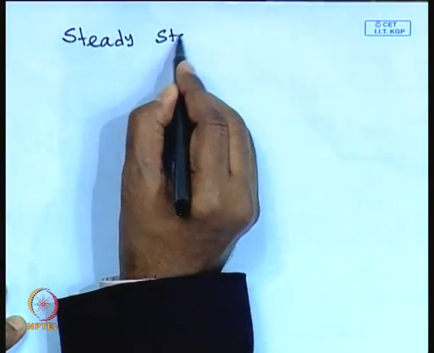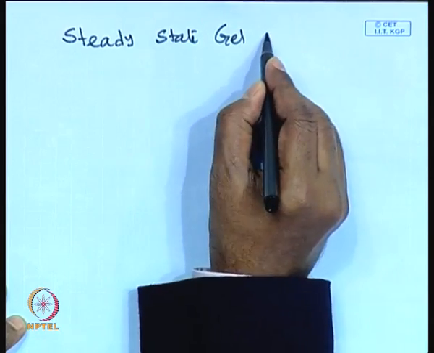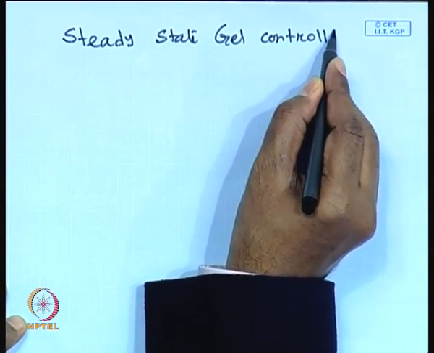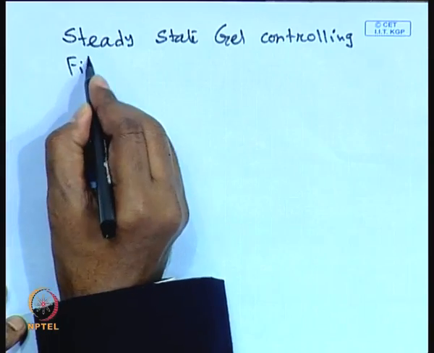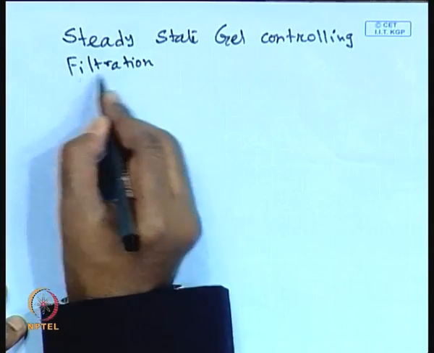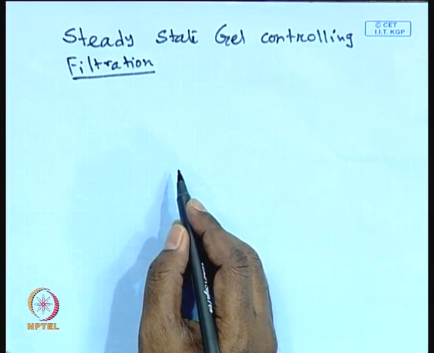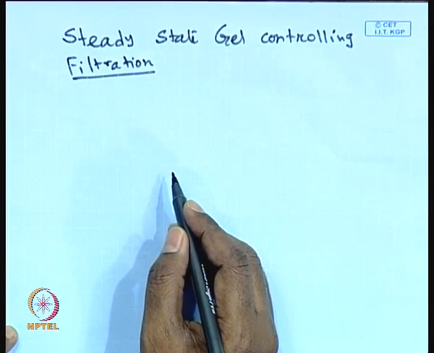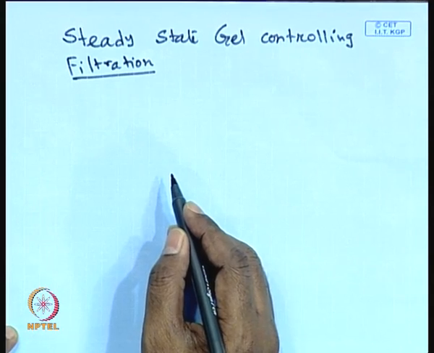Okay. Now again, in this case, we can have two scenarios for our gel layer control filtration. One is the steady state, another is the transient, that is the most realistic case. So first we will study the steady state gel layer control filtration. Then we will talk about the most realistic case, that is the transient gel layer controlling filtration, where the gel layer grows in time. Okay.